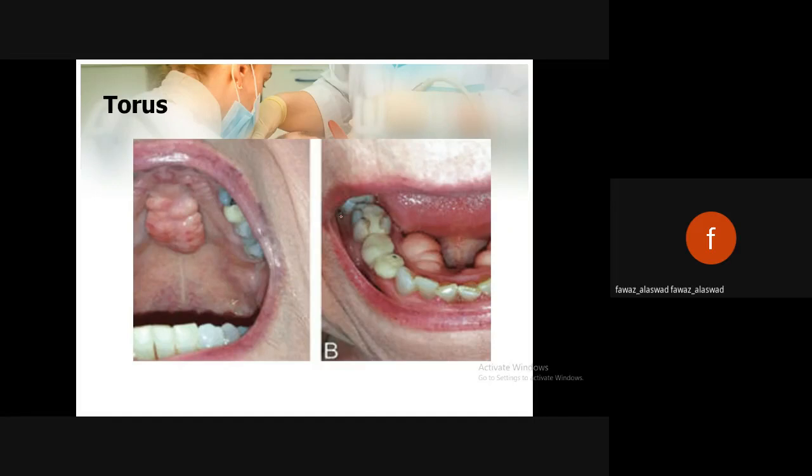Tori, such as the mandibular tori, which is considered to be a bone exostosis, and do not need any management unless it interferes with the insertion of the denture or eating and so on. Sometimes we need a surgical operation for that.